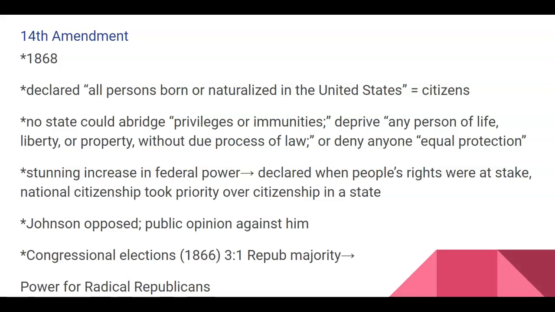that was a big deal for the South, because obviously they were all about states' rights. So they were not too excited about that. Johnson opposed it, but public opinion was against him, so obviously it had to go. Congressional elections took place in 1866, a 3-to-1 Republican majority in Congress, which gave the radical Republicans a great deal of power.